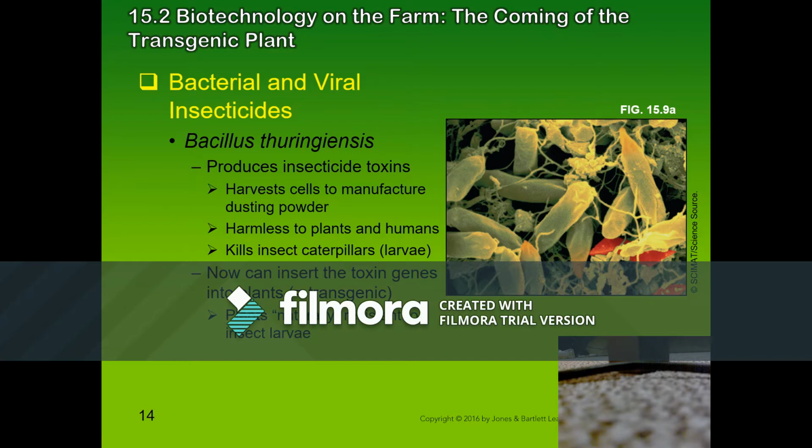And like it says, your plant will now become naturally resistant to the insecticide larvae. Again, as adult moths or something like that, it won't affect the moth, but it will affect the larvae of that moth.